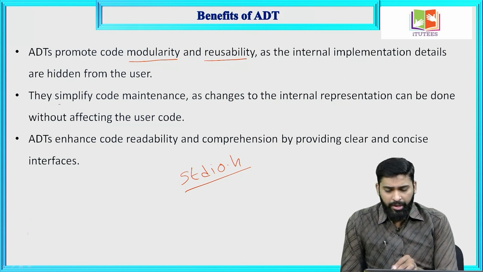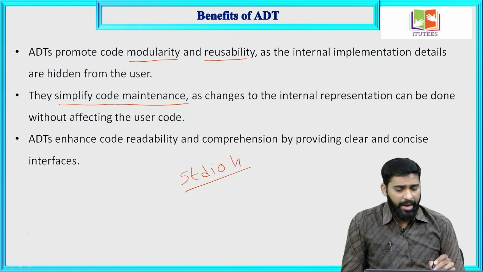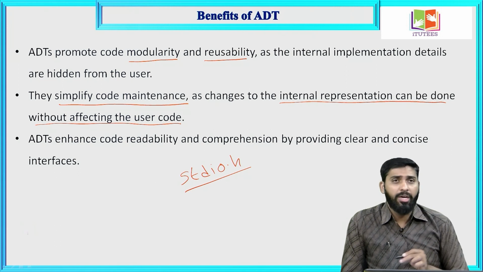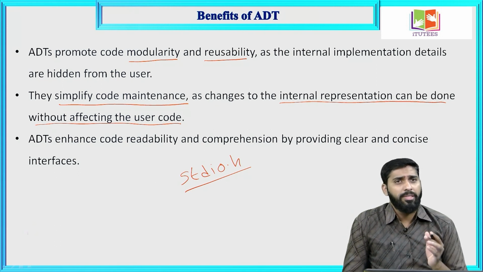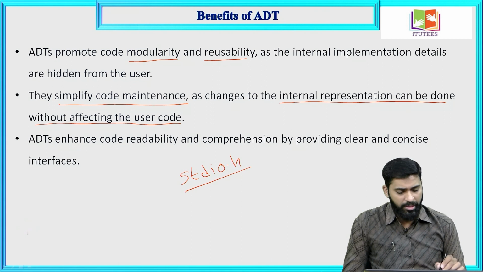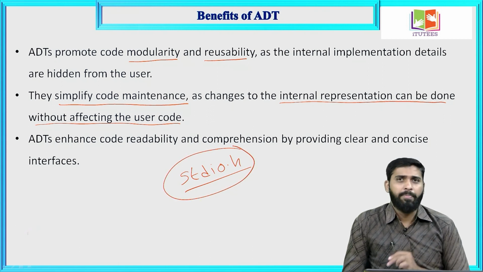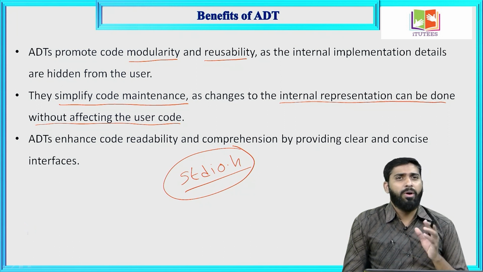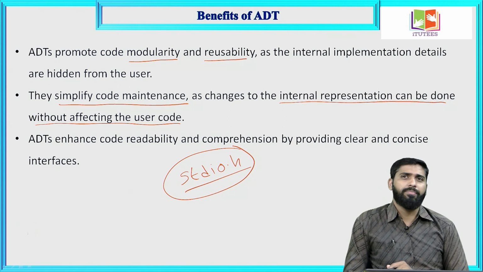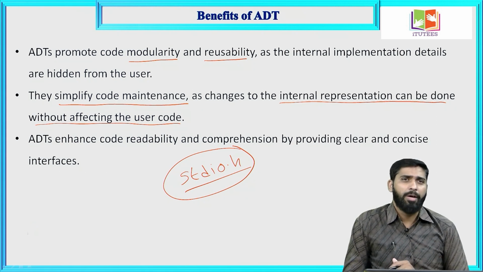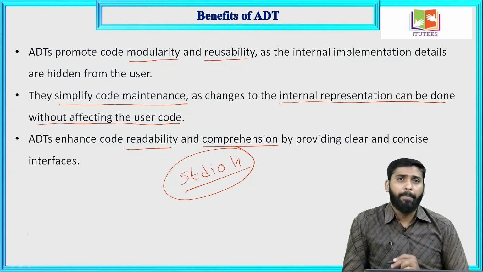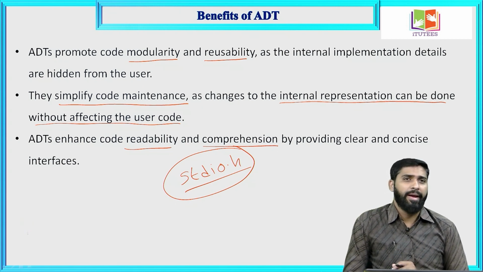They simplify code maintenance, as changes to the internal representation can be done without affecting the user code. What does it mean? For example, if I want to change anything in stdio.h, then we are going to modify this header file. We don't modify anything in the application program. So that is the advantage of abstract data types. And ADTs enhance code readability and comprehension by providing clear and concise interfaces.